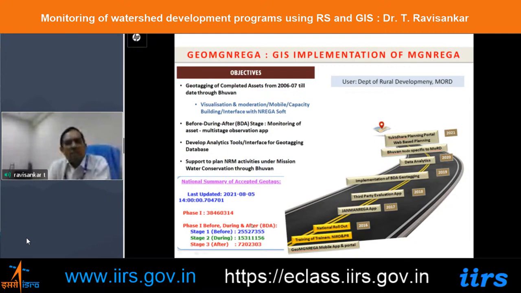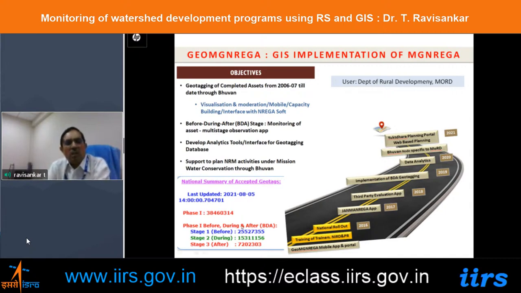So this is also, now you can see here, stage 1, stage 2, stage 3 we call, before how many geotags are there. So this is also very well received by the states, and at the field level, people who are geotagging on a regular basis, and because payments are related, this program is very successfully running. And this has taken us around 2 to 3 years, from 2015 to 2018-19, and then we started.